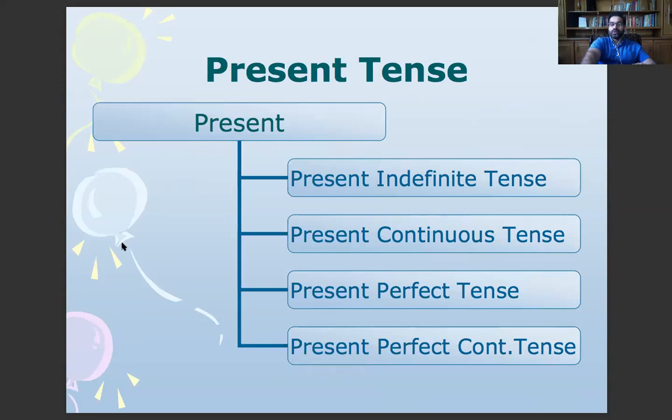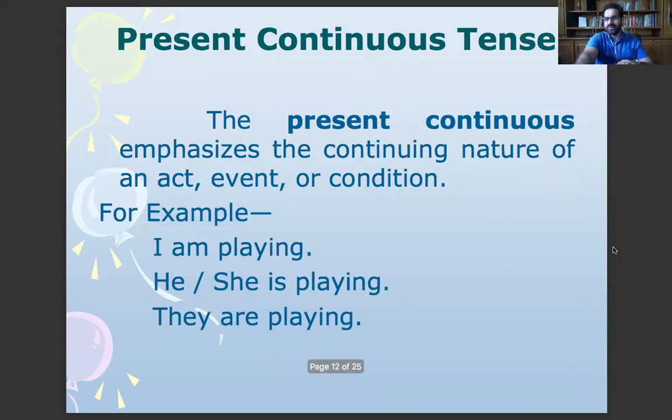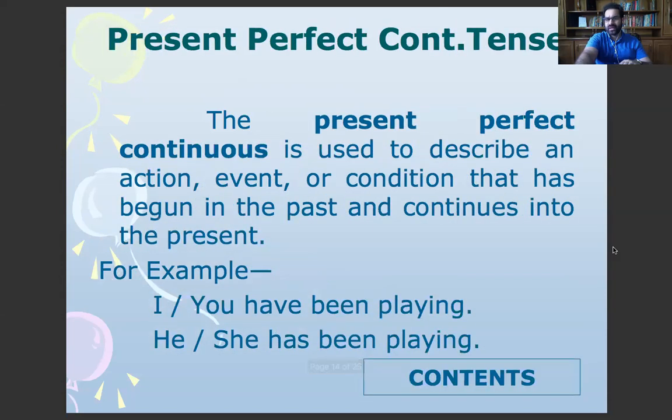Right. So in present tense, there is present indefinite, present continuous, present perfect continuous. And if I move on a little with you here, right. So present indefinite tense, the simple present tense, is used to describe an action, an event or condition that is occurring in the present at the moment of speaking or writing. For example, I play, she plays. I have given these examples to you already. You may pause the presentation here wherever you wish, and you can practice on your own, and I'm not wasting my time on it any further.